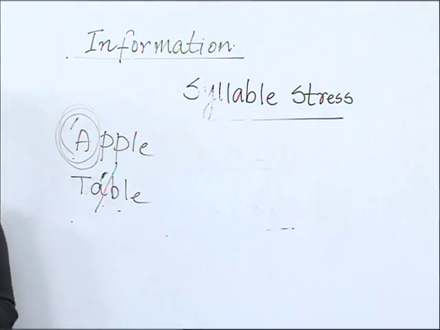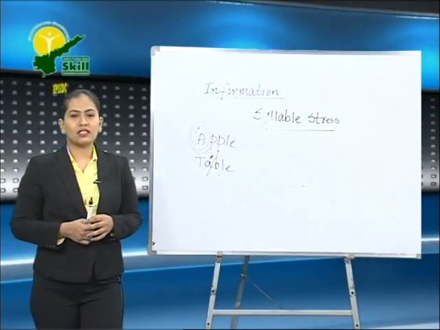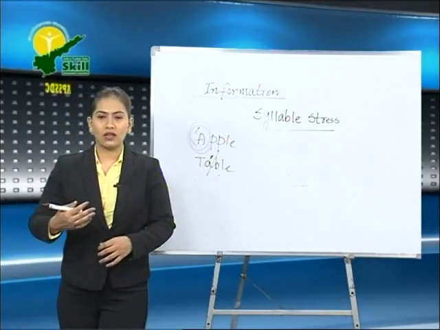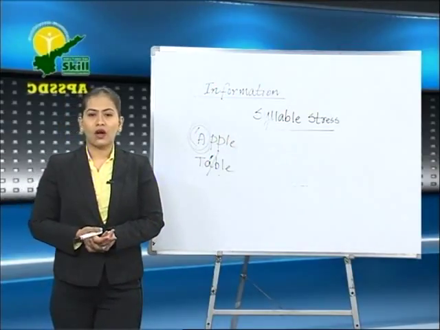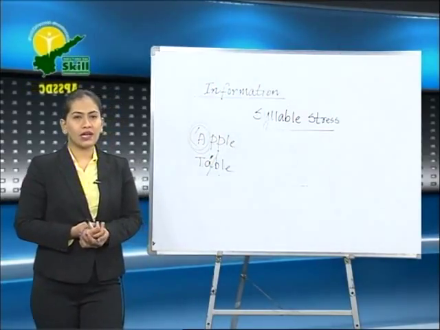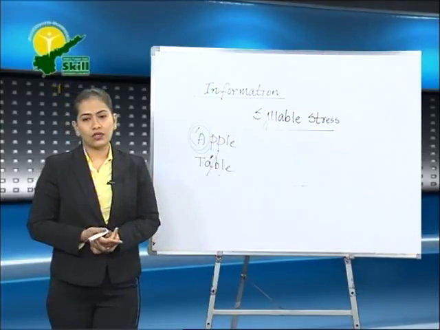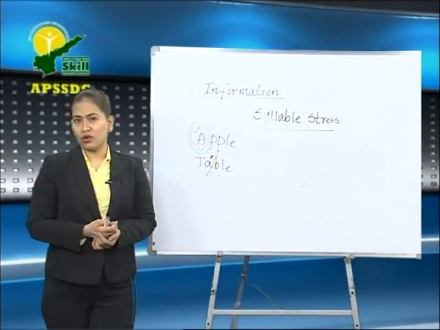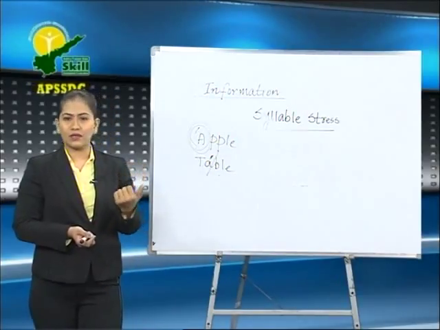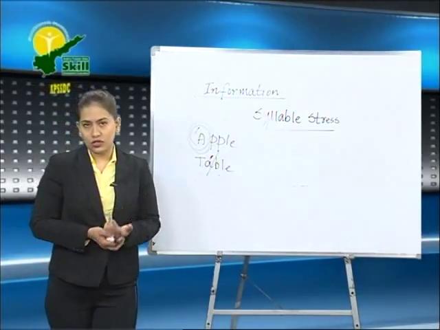At the word level, primary stress is denoted by a superior vertical stroke, as in apple, and secondary stress is denoted by an inferior vertical stroke. So like I said, we all have to follow the guidelines that there is something called primary stress and a secondary stress.